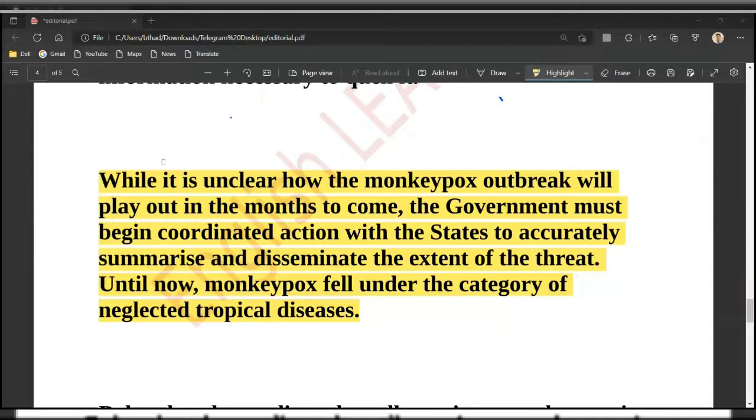Yeah, but the paragraph is saying about some preventive measures that the government must take. Preventive measures like coordination with states, for example, all the states where there are international airports, where the possibility of spreading monkeypox is very high, and we can put a detector or check the travelers to see if somebody has been infected by the monkeypox virus.